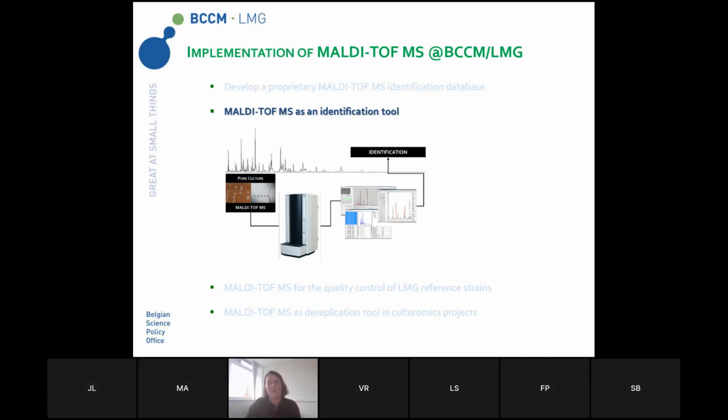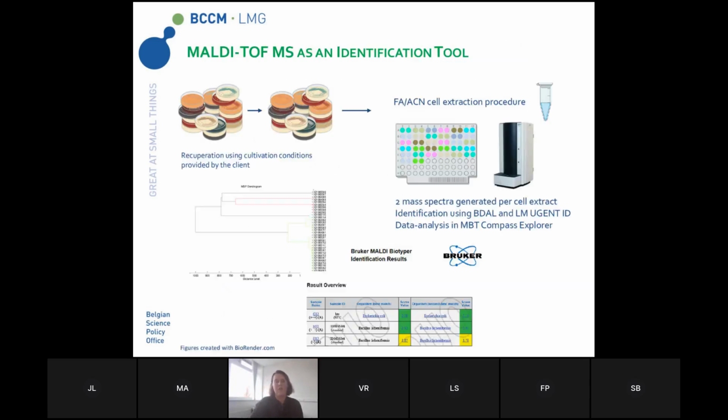A second approach is using MALDI-TOF MS as an identification tool. This is actually quite straightforward. We have, for instance, a couple of culture agar plates that are provided by a customer. What we do is recuperate. The normal standard procedure is to make a recuperation of each of those cultures, because it is well known that transportation of certain cultures can have an influence on the final protein mass spectrum that is generated in MALDI-TOF MS. So we want freshly grown cultures to go further with the analysis.